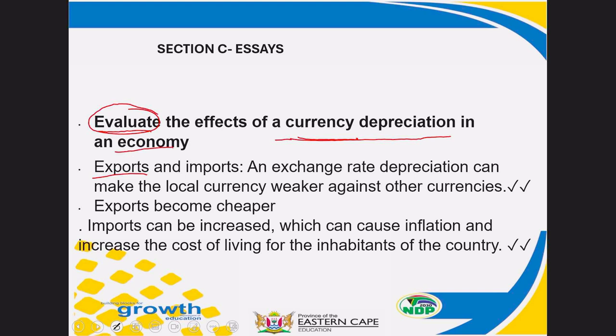So again, the economy is quite wide. How is it affected by currency depreciation, when our rand is losing its value due to the forces of demand and supply? How does that affect the economy? Then it means that our exports are going to be cheaper, and our imports are going to be more expensive. Then you can look at other things that you can add there.